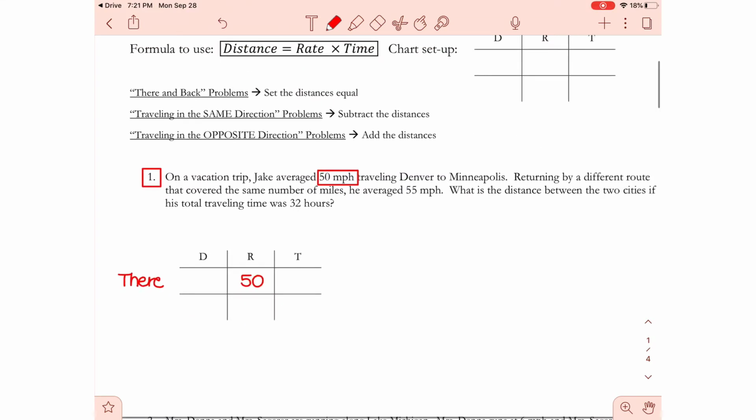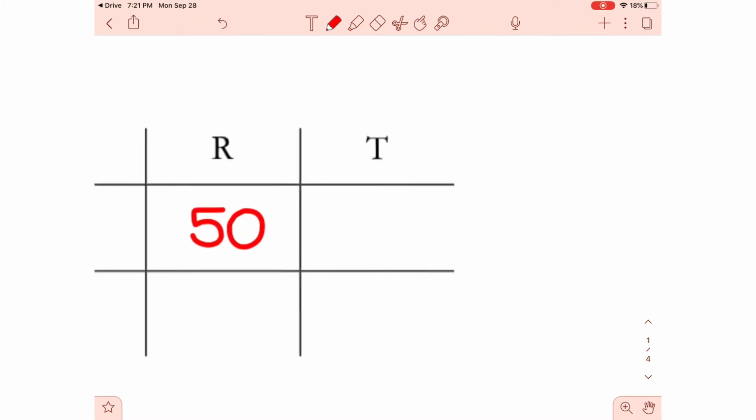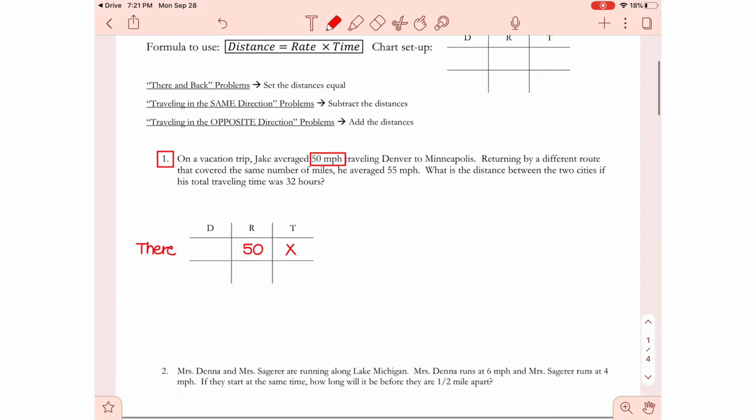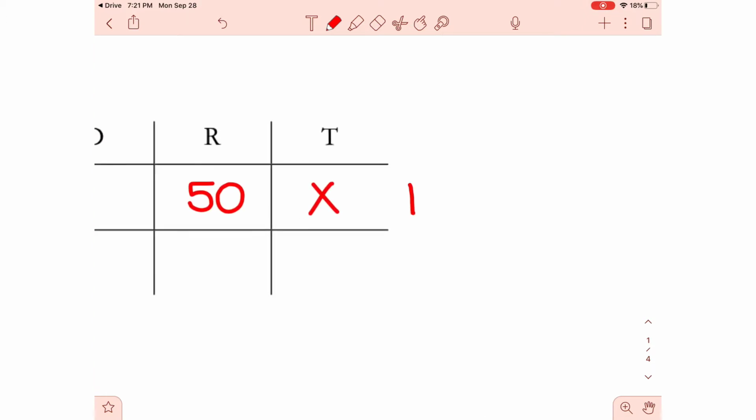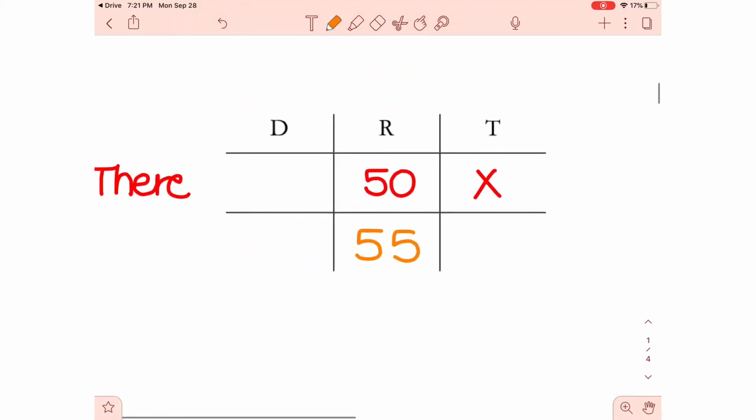We don't know how long it took him to drive. There's a lot of unknowns. So I'm just going to call the time X because we don't know how long it took, okay? We do know that the total time was 32, but that doesn't mean that it's 16 and 16, right? Because he was going slower on the way there. On the way back, he was going 55 miles per hour, okay? So that's the way back.